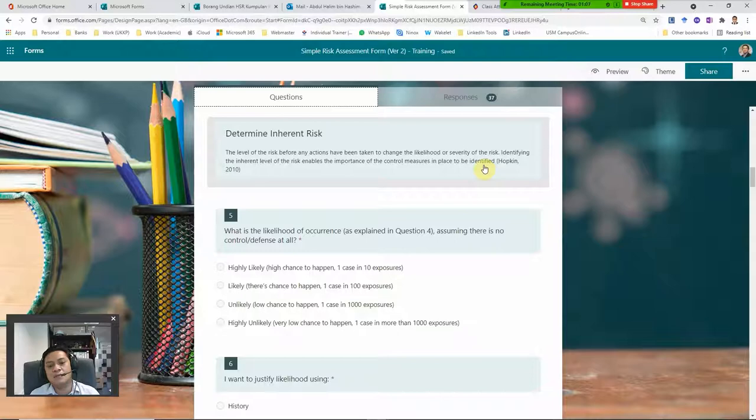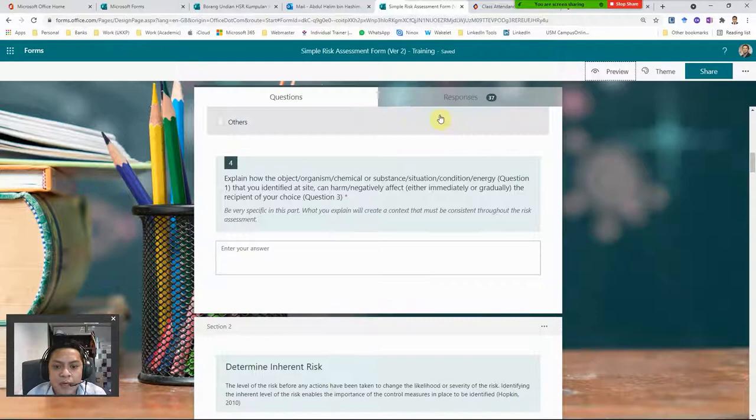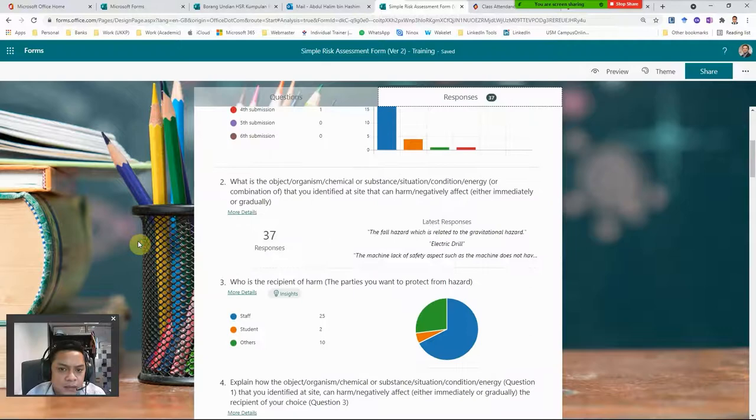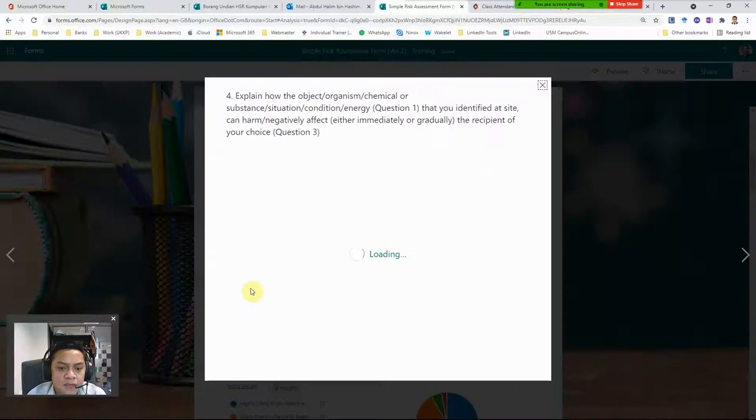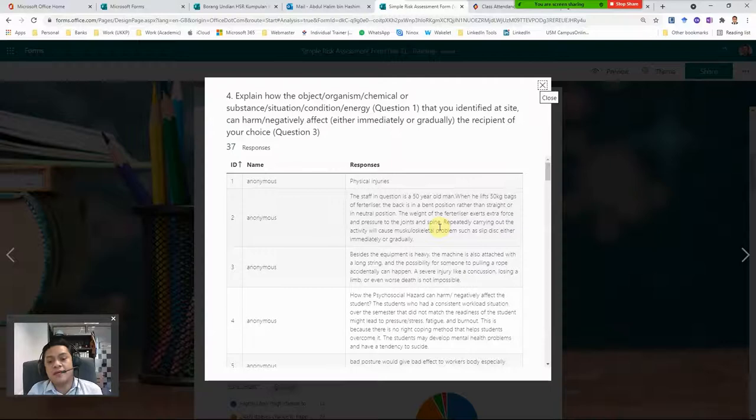I want to go back to question number 4 and look at some of the responses that I got and see which parts can be considered wrong. So this is question number 4. The question is, explain how both the hazard and the recipient meet. One of the answers that will be rejected by me is a very generic answer like this: explain how, and the answer is physical injuries. It doesn't explain how. That is the consequence.